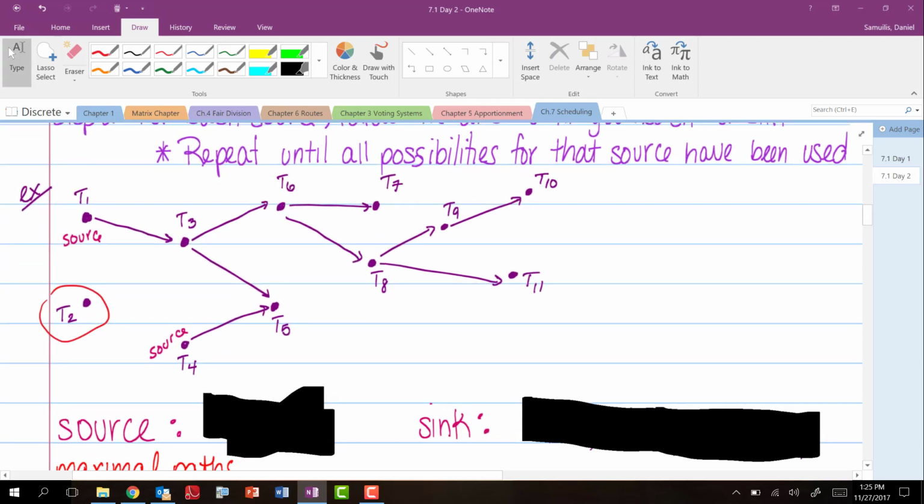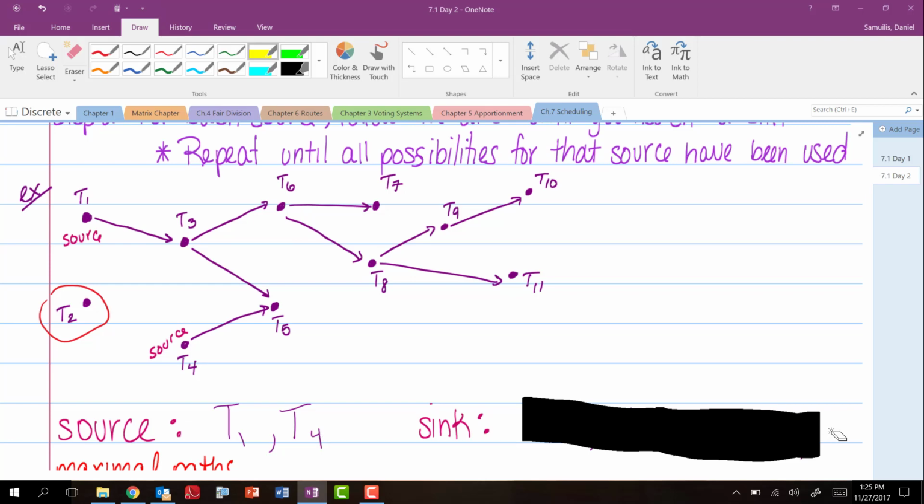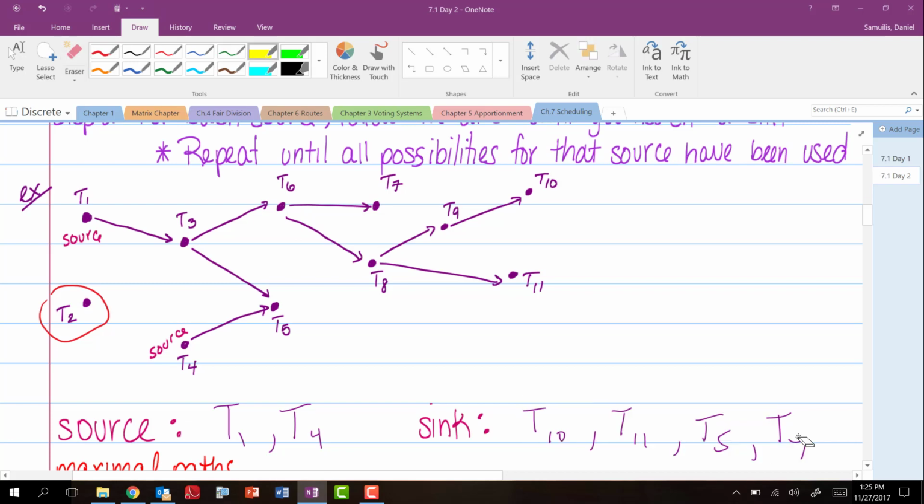So I've written the sources down, T1 and T4. What are the sinks? What are the enders? Well, two are easy. Look at the far right. What are two of our sinks at least? T10, 11. There's two more, though. T7, and then there's one more that you may not think is, but it is. T5. So these are all the sinks: T10, 11, 5, and 7.